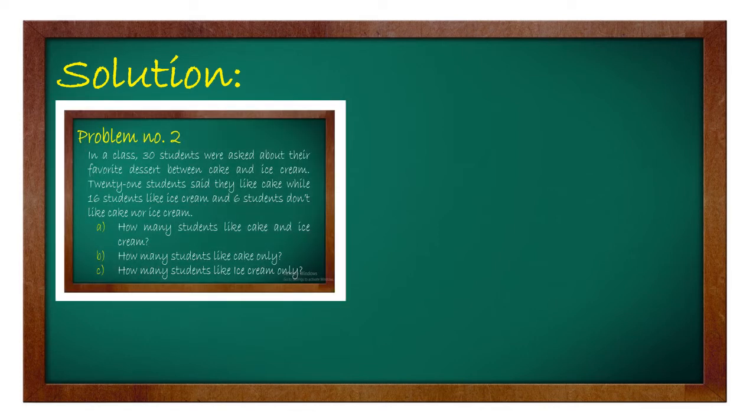For us to solve the problem number 2, first, we have to write the sets based on the given problem. Based on the given problem, it says that there are 30 students who were asked about their favorite dessert, meaning to say, yung 30 na yun, that represents our universal set.